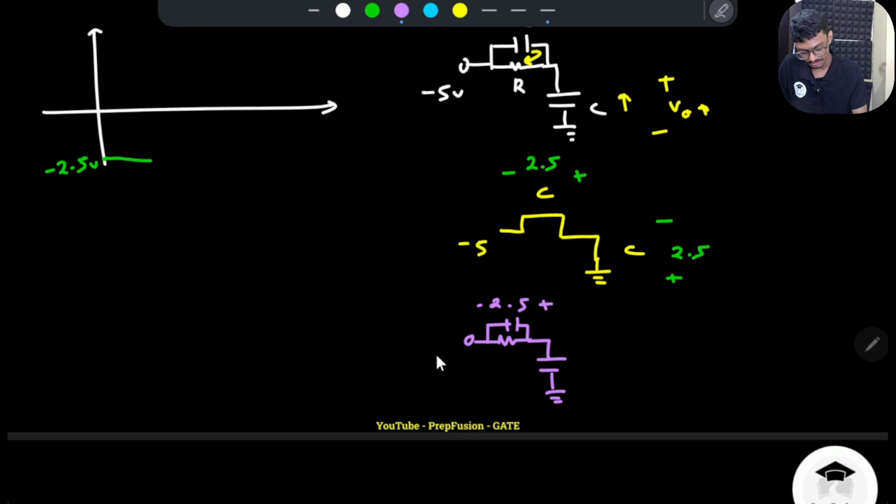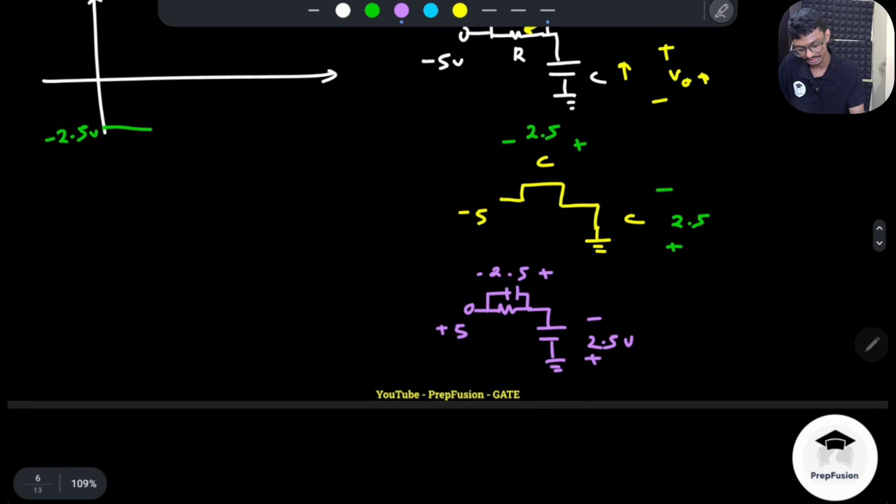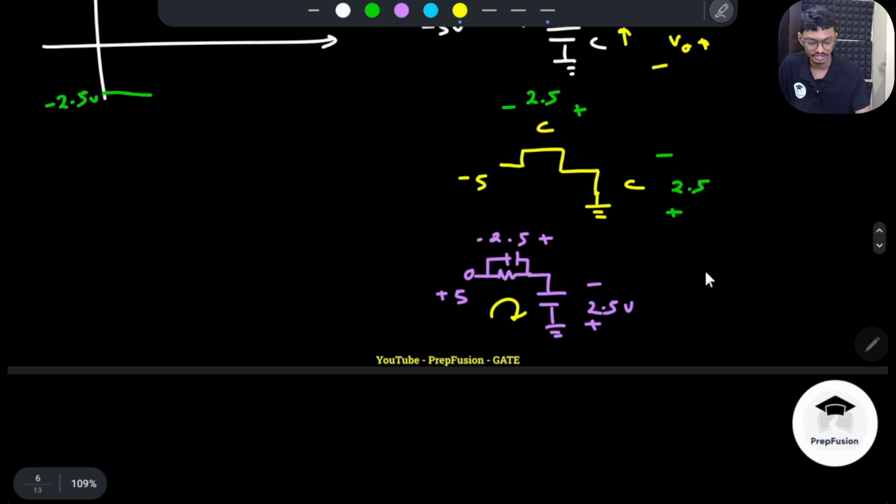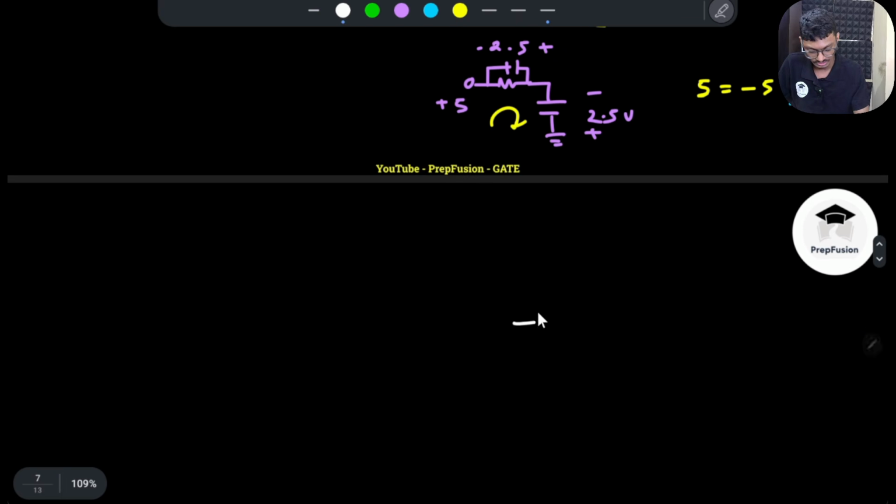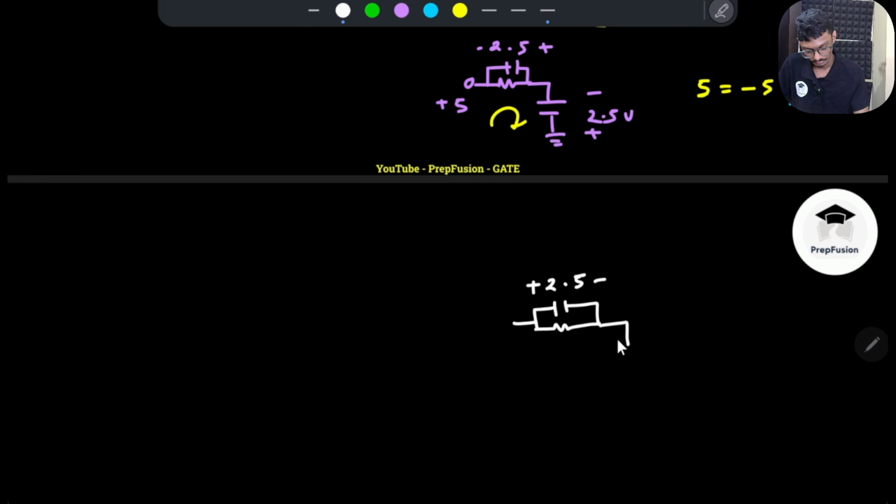So roughly the capacitor voltages are near about minus 2.5 volt. Again, if you apply the KVL, here you will see KVL is violating. Plus 5 is equals to minus 5, which is not possible. Again, another impulse current would flow, which will suddenly change the voltages of my capacitor to plus 2.5 volt. So these will be the voltages of the capacitor.